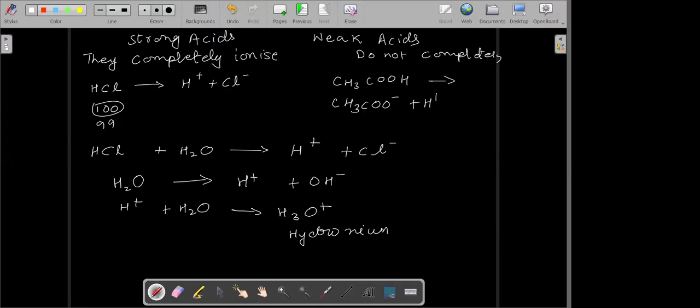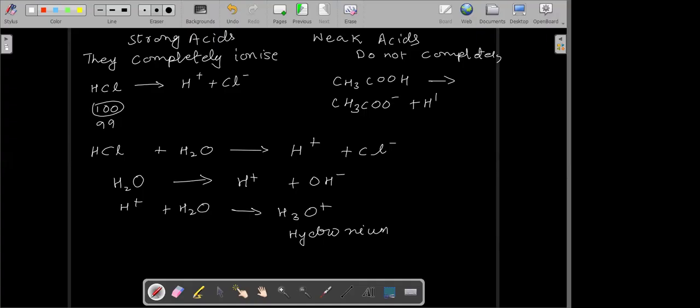Suppose an acid is dissolved in water. Does the solution contain hydroxide ions also? Yes. Aryan, does the solution contain hydroxide ions also? No, sir.